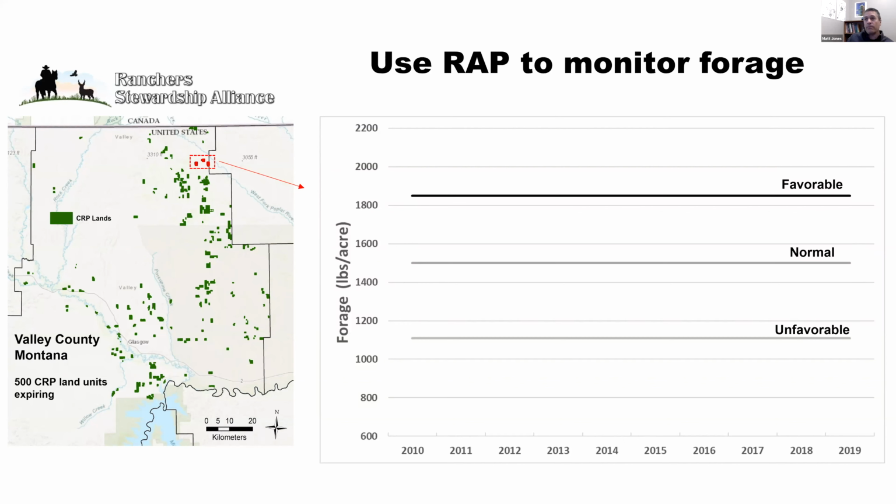Are they productive enough? Can I put cattle on? I mean, they know it generally, but at a big picture, it's hard to track this.